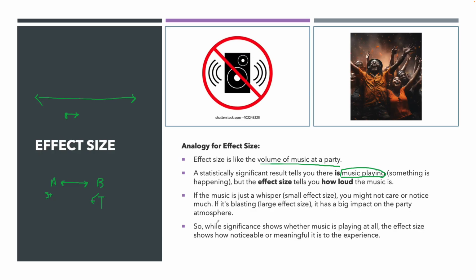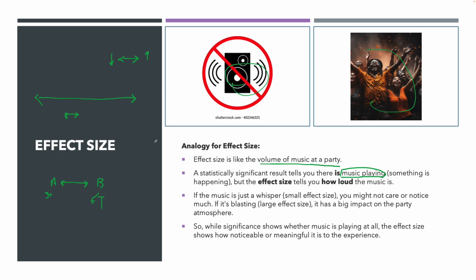So we know that something is happening. I'm at a party, and we know that there's music playing. I know something is happening, but I don't know the impact of that music on the party. The music could be low, the music could be moderate, or the music could be super high. And that's what effect size is.